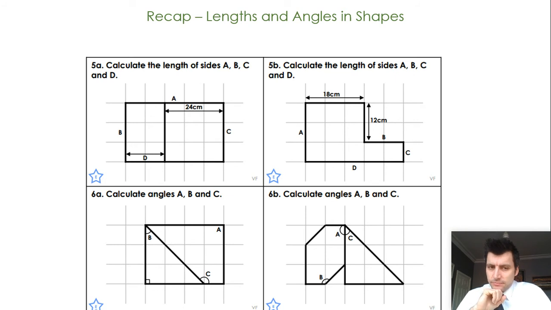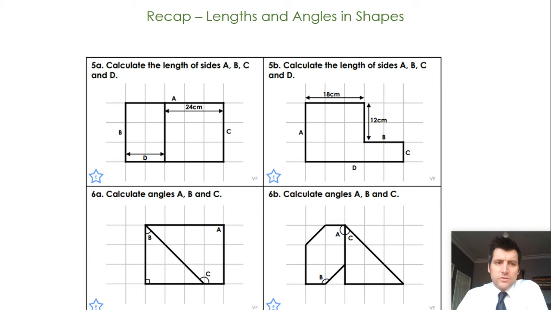Looking at my angles, I can see that the diagonal line that goes from point B cuts through squares, so it's going to be half a right angle. What would that be? And I can see that C is a right angle. Add that half a right angle. So what would that be? Something special about the type of angle on 6A. Let's see how you did.